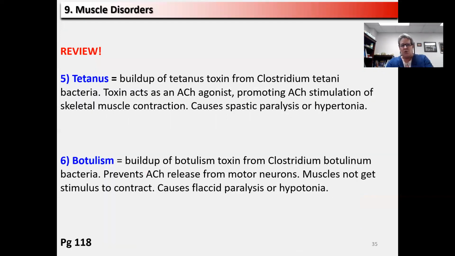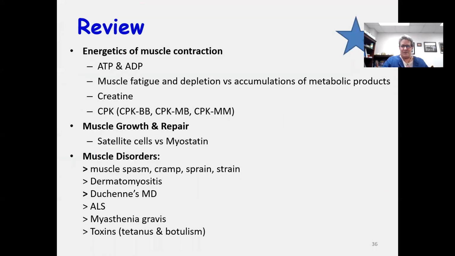Okay, and review from chapter 4, part 1. Know what tetanus and botulism do to skeletal muscle function. Since this is a review, I'm not going to spend time going over it here.